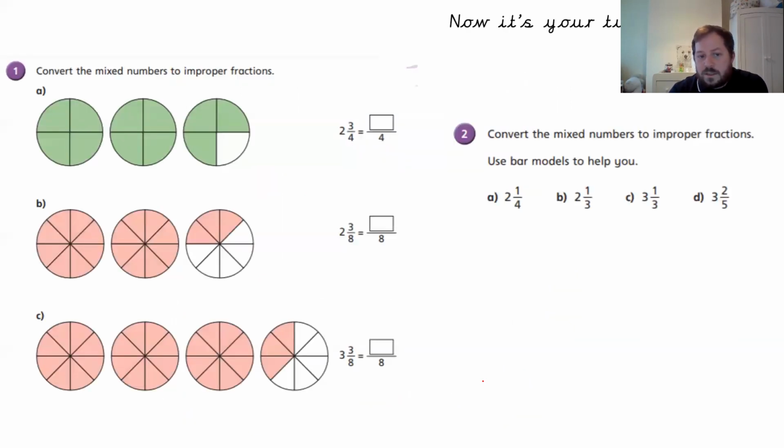So have a go at these. There are some diagrams on one side. You can use bar models on the other side to help you. Pause now and have a go.